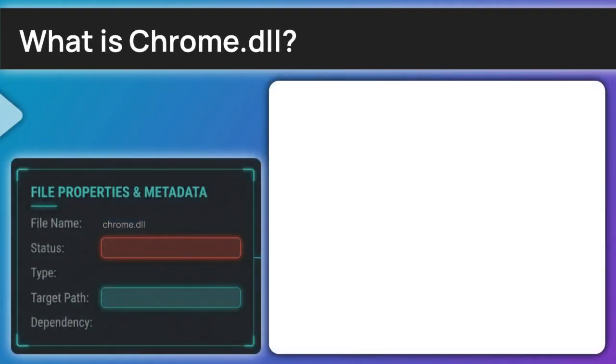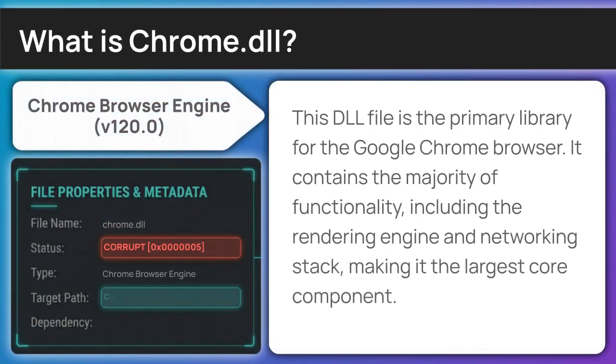This DLL file is the primary library for the Google Chrome browser. It contains the majority of functionality, including the rendering engine and networking stack, making it the largest core component.